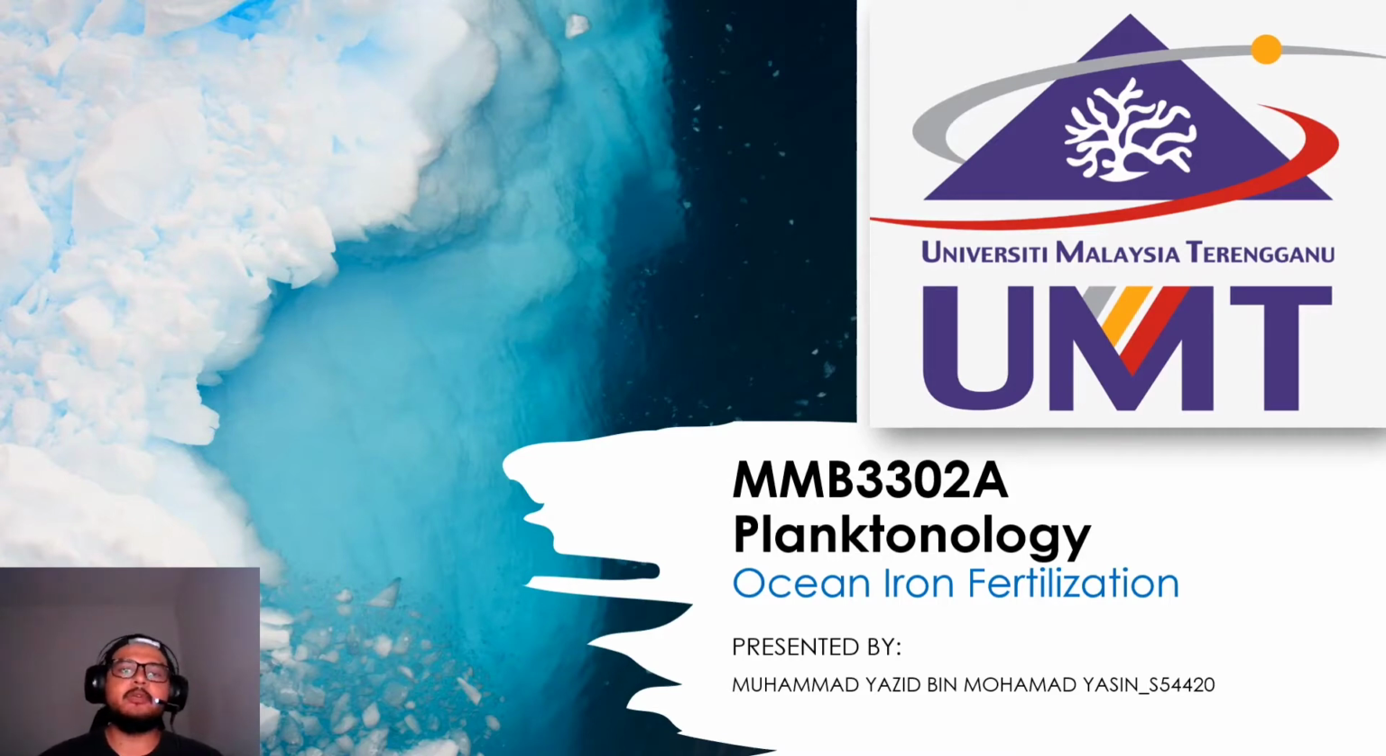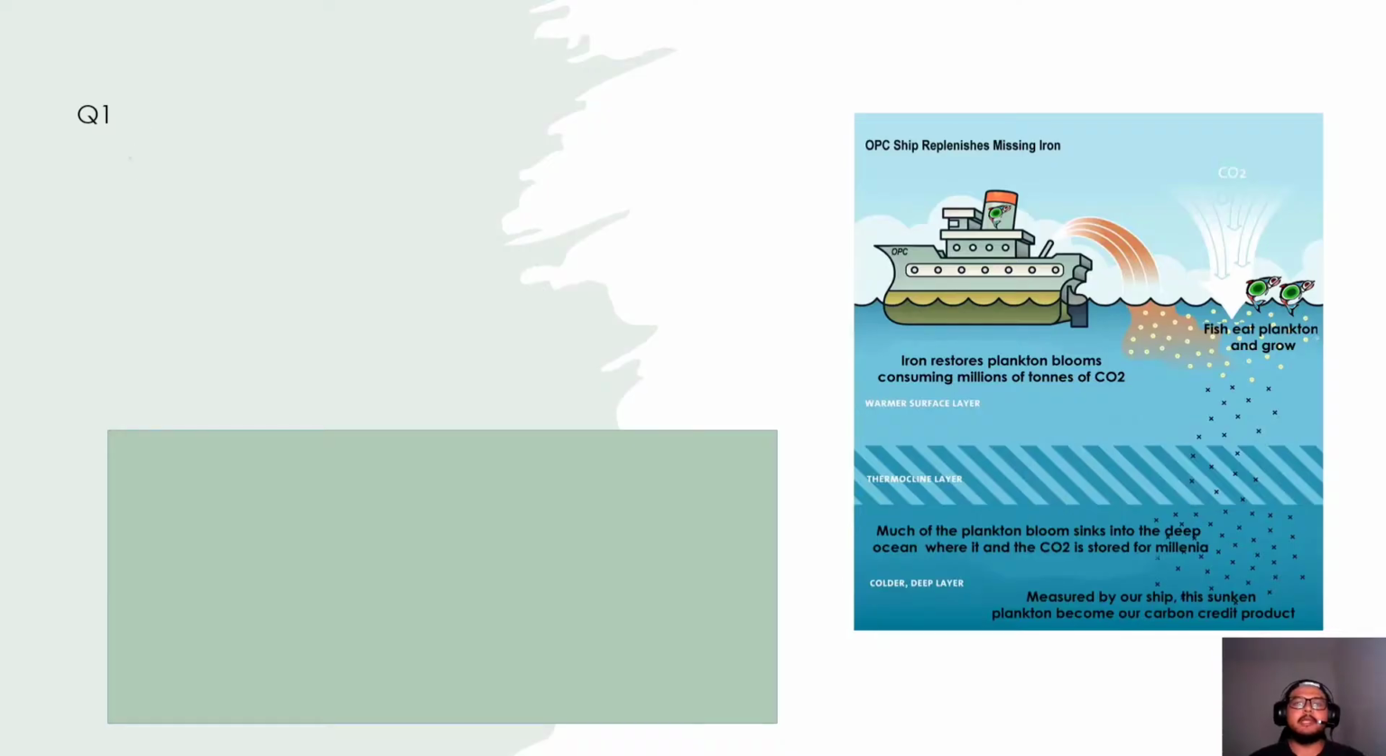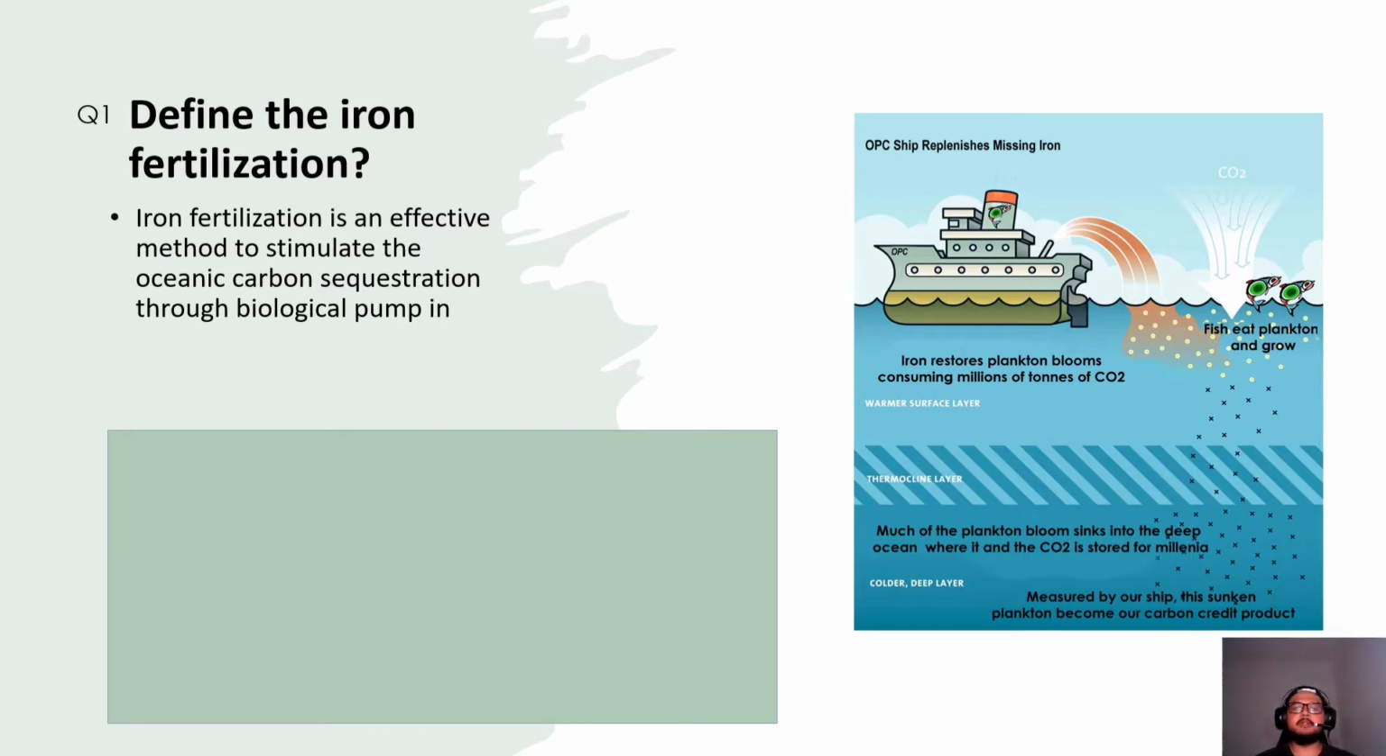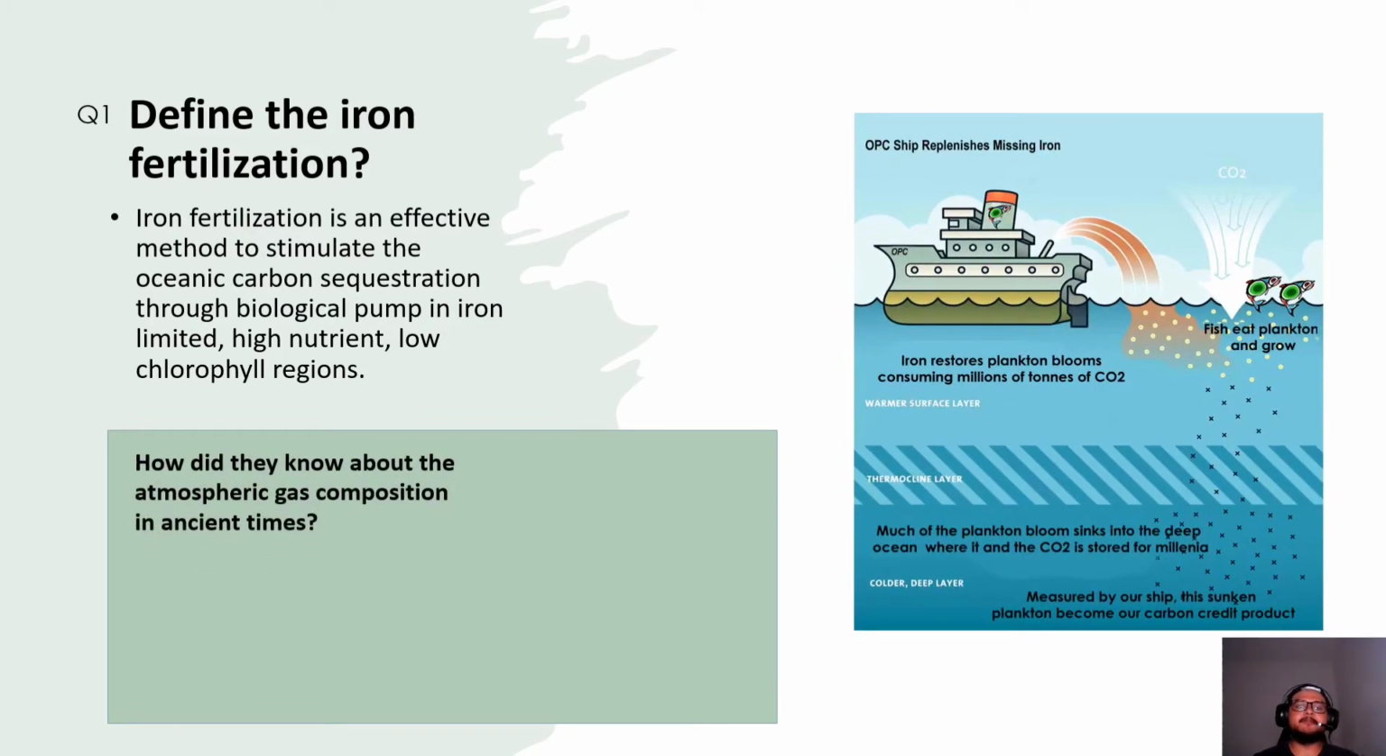Today I'm going to present about ocean iron fertilization. So, what is iron fertilization? Iron fertilization is an effective method to stimulate oceanic carbon sequestration through the biological pump in limited high nutrient and low chlorophyll regions. Basically, what this means is we are pumping iron into the ocean to stimulate the growth of primary producers. As you can see from the picture, it shows an idea of how the iron fertilization happens.